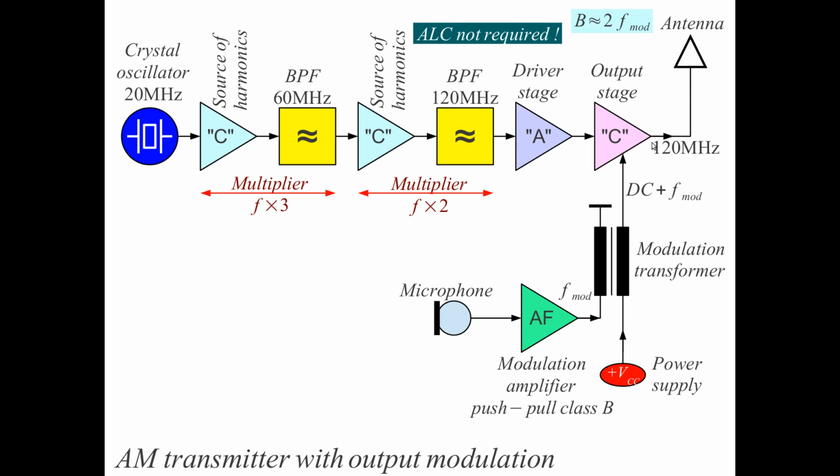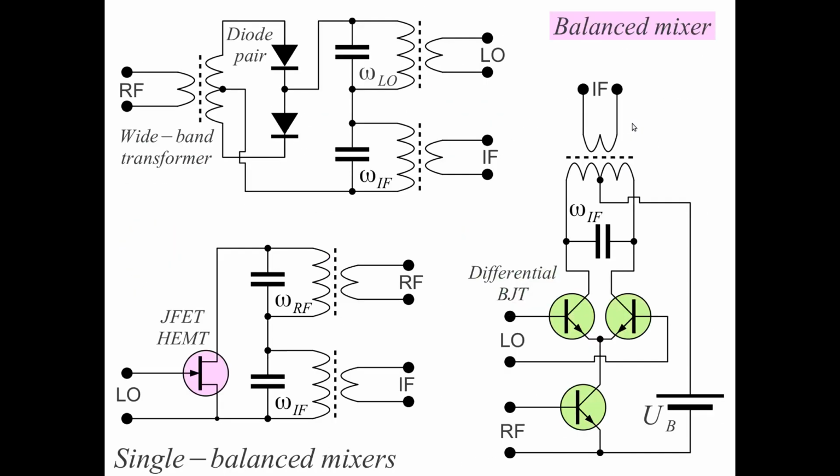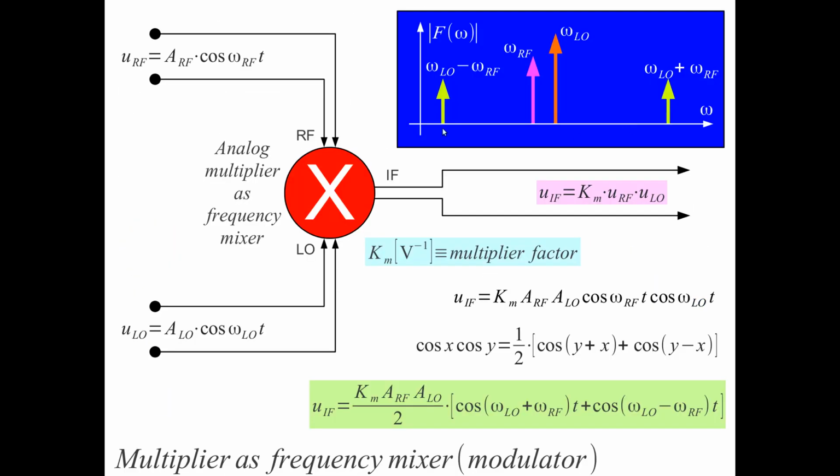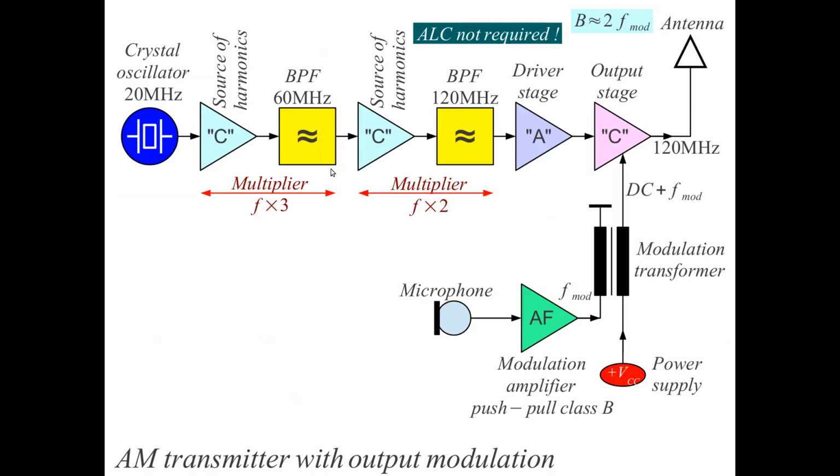Here we are actually calculating the multiplication between the input signal and the supply signal. This class C amplifier also operates as a multiplier, as an analog multiplier we had here. So an analog multiplier may also be a class C amplifier. So we may have modulation in the radio frequency output stage.